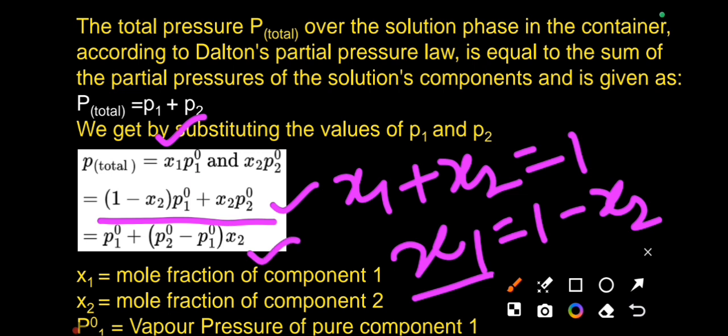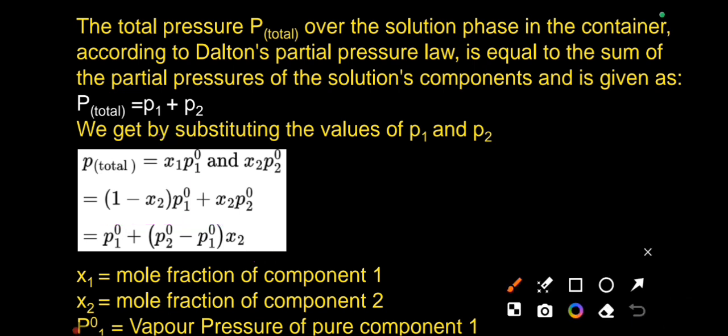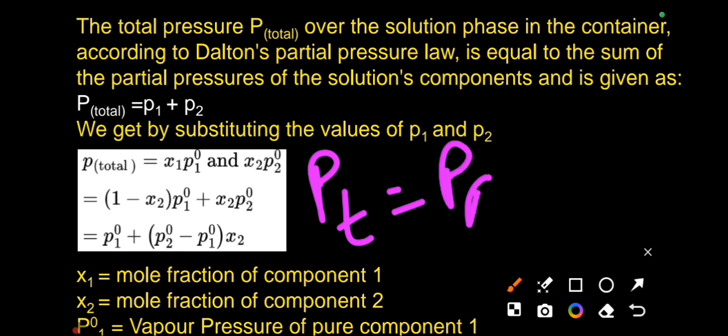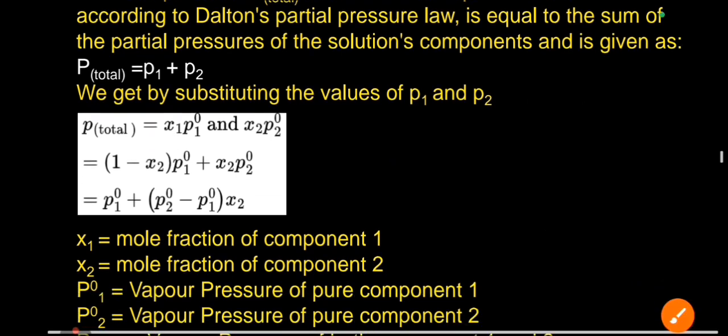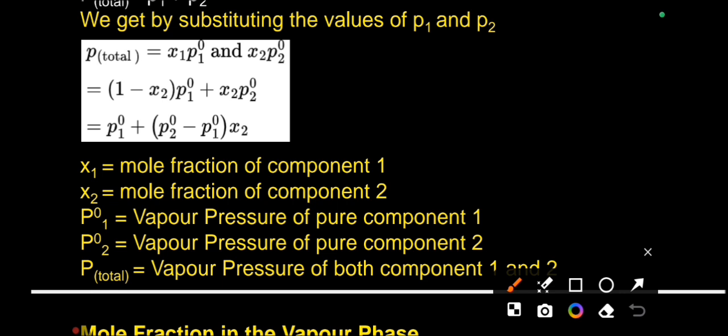After that, we have taken the common factor here. Whenever it is Raoult's law for liquid in liquid, you have to do the derivation up to this. Okay, you have to solve for the total pressure of the mixture, which is equal to the partial pressure of each component. P total is equal to the partial pressure of each component. Okay, the representation we have written here: x1 is the mole fraction of component 1, x2 is the mole fraction of component 2. P naught 1 is the vapor pressure of pure component 1, P naught 2 is the vapor pressure of pure component 2. P total is equal to the vapor pressure of both the components. Okay, so up to this only we will do here.